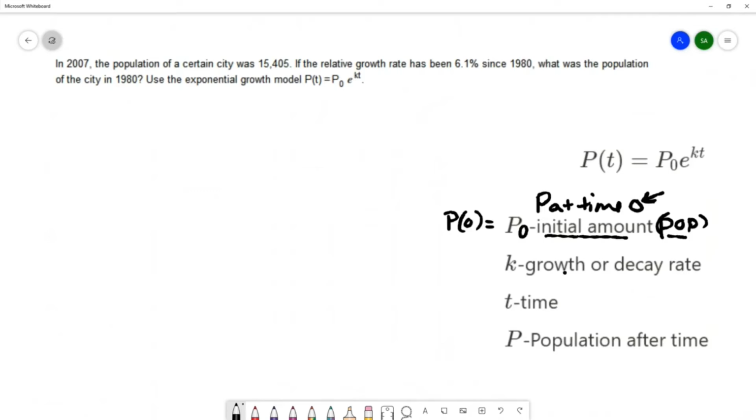K is the growth rate. So we are given that growth rate. T is the time, and this can be in whatever units. In this problem, the units happen to be in years. And P, the variable on the left, is the population after that amount of time. So the way that this growth model works, you put in a time, and it's going to tell you the population at that time.